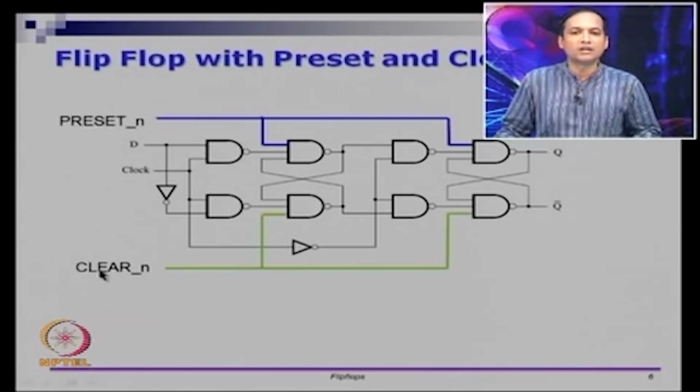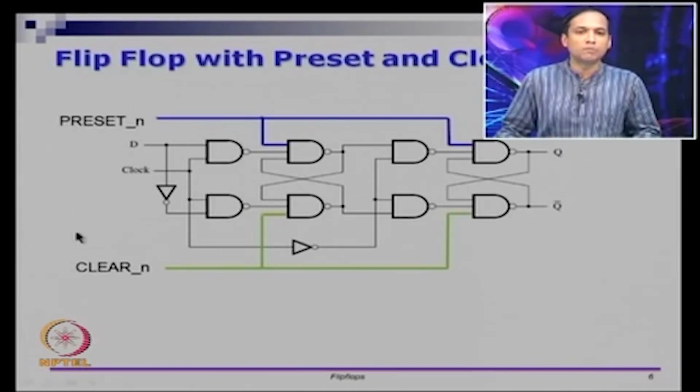Similarly, I can bring this clear n to 0, and no matter what D and clock are, this line will become a 1. So if I bring this to 0, this will be a 1 because of this NAND gate, and this will be a 1 because of this NAND gate. And if Q bar is 1, Q will eventually go to 0. Right. So Q becomes 0 when clear becomes 1. So if preset is 1, Q becomes 1; if clear is 1, clear n is 0, then Q becomes 0. So this is the meaning of preset and clear.